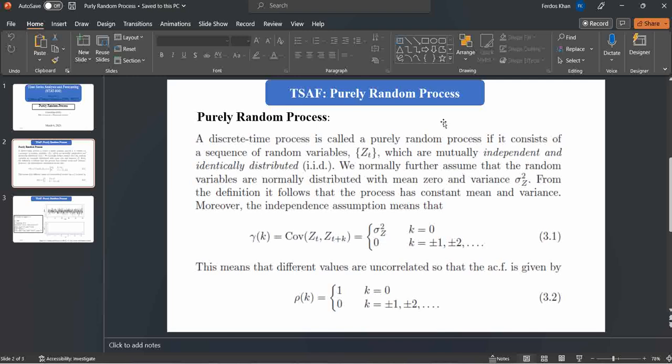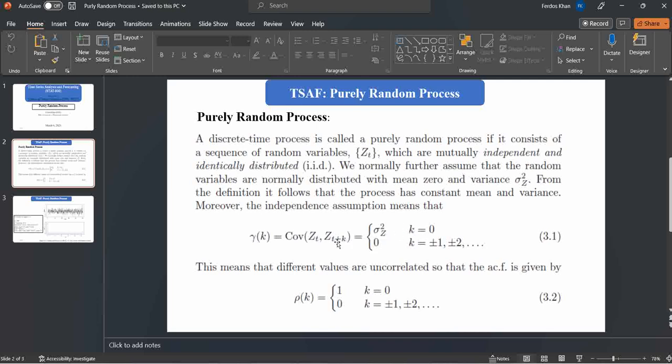From the definition, it follows that the process has constant mean and variance. So mean 0 is constant, and sigma square z is constant. Moreover, the independence assumption means that if we calculate the covariance function at lag k, this is equal to the covariance between zt and zt plus k. There are two possibilities: it is equal to sigma square z if k equals 0.